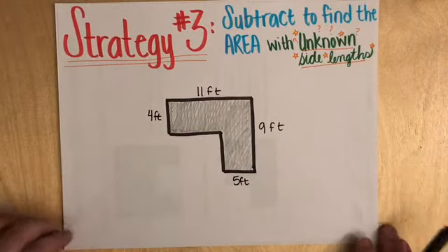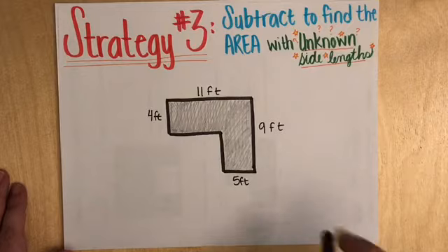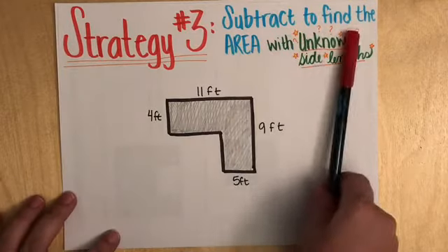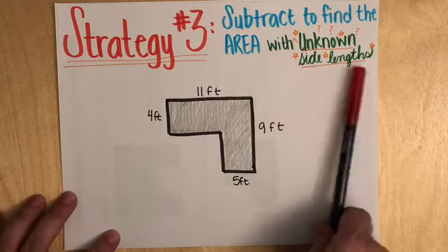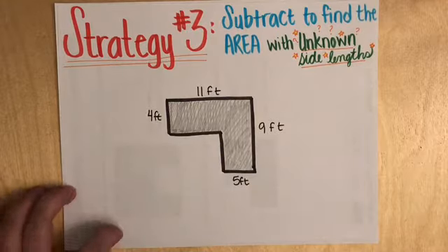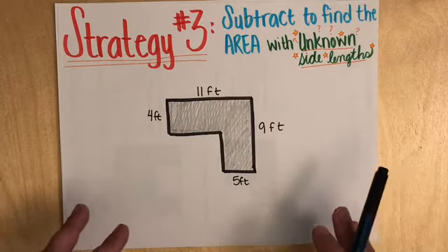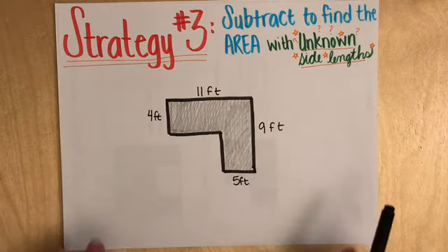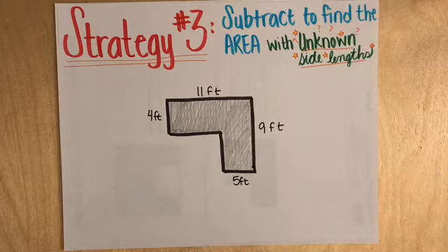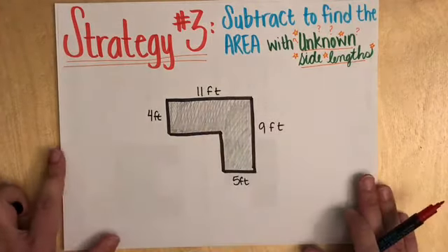On to our next strategy, and our last one for today. Our third strategy is to subtract to find the area with unknown side lengths. So that means that I don't know what some of the side lengths are when I'm trying to subtract. So when you're looking at this, this looks kind of like what we did yesterday with the break apart strategy. So yes, you could use the break apart strategy on this, but that's not what we're learning today. We're learning today how to subtract to find the area of a composite figure.